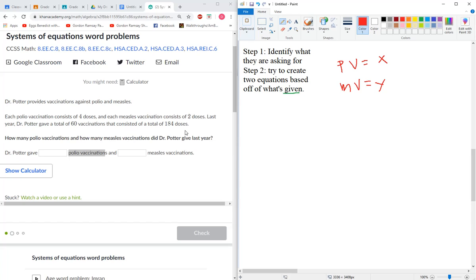All right, so let's try and figure out how this happens. So we have doses here and we have vaccinations here. So we're going to try to find both. So our given, we know that we have 60 total vaccinations. So that means the number of polio vaccinations plus the number of measles vaccinations should give me the total number of vaccinations. Now I don't want to write this every time, so 60 is equal to X plus Y. Simple enough, right?